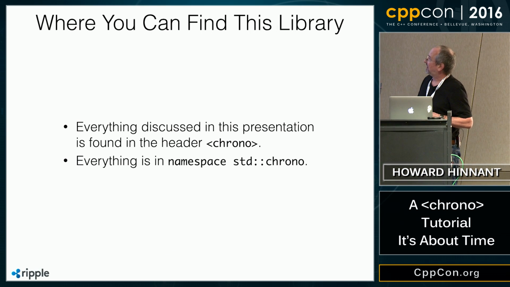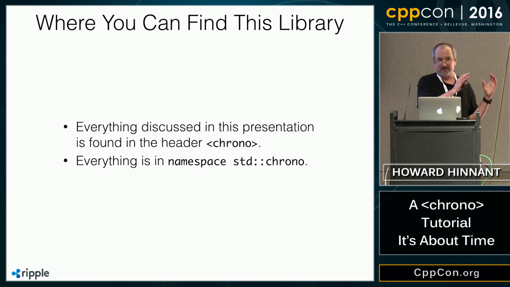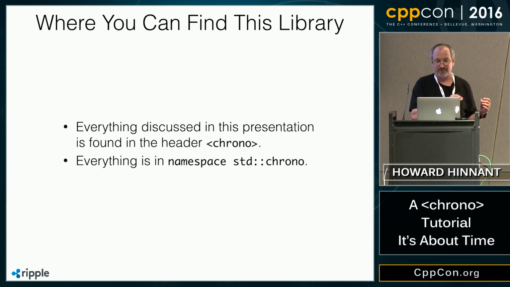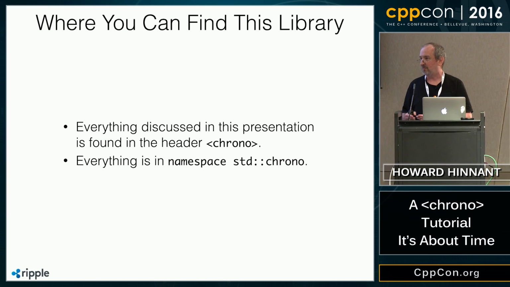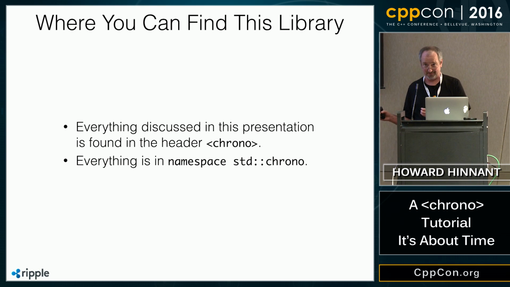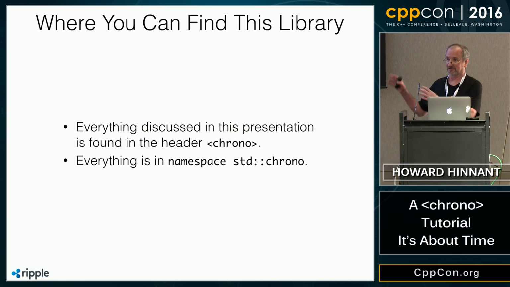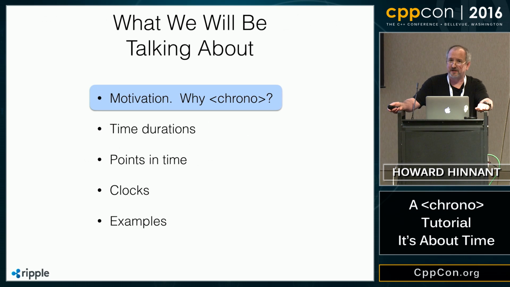So this library, everything you need to know about it is in standard header chrono, and everything that I discuss today will be in namespace std::chrono. I won't always have that explicitly on the slide because it's a mouthful and it wouldn't fit. I'm going to start with the motivation for why you'd want to use chrono in the first place, and then I'm going to talk about time durations, points in time, clocks, and wrap up with some examples.